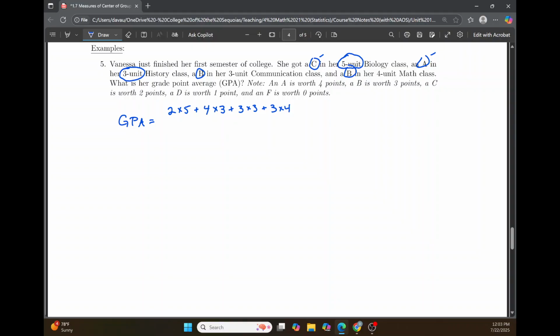Now, we have to divide all of that by the total number of units that she took. Or in other words, the weights, right? She had a 5-unit biology class, a 3-unit history class, a 3-unit communication class, and then a 4-unit math class, right? So that's how we would calculate her GPA. Let's see what it comes out to.